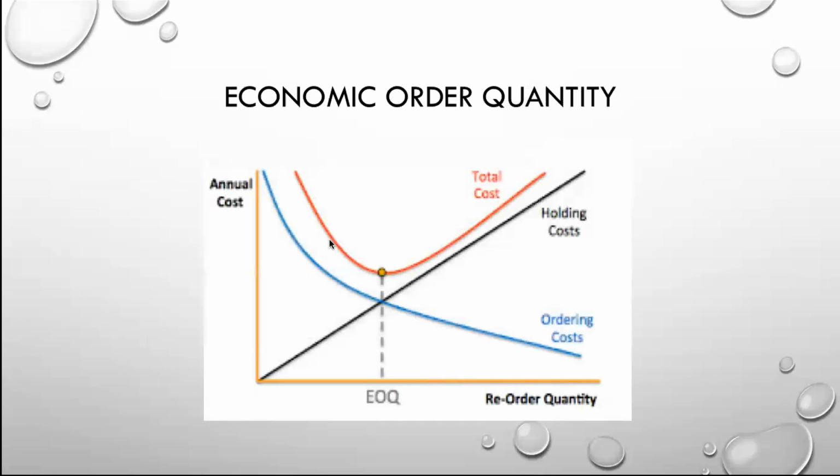As you can see, your total costs are down here, okay? And this is basically a sum of these two graphs. Your ordering costs start off high and go low. This is because your ordering costs are averaged out over more goods the more you order. Okay, the larger the reorder quantity.